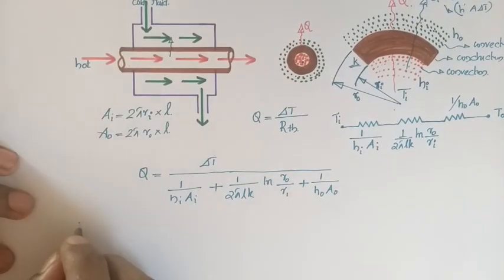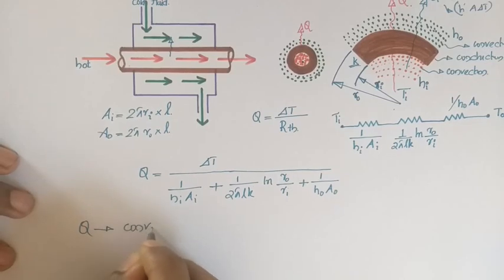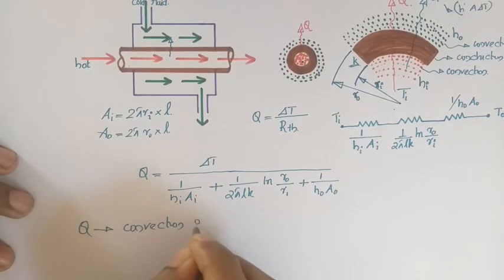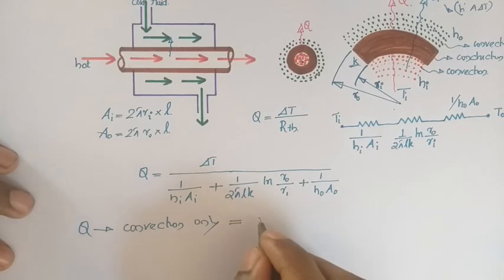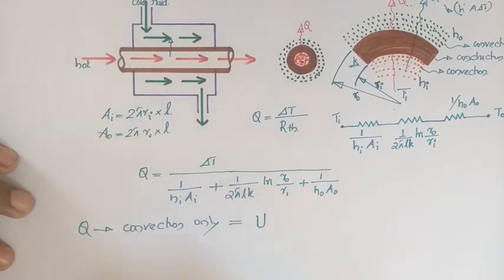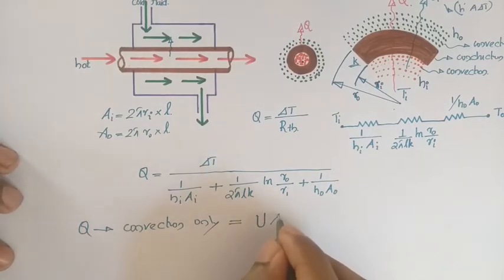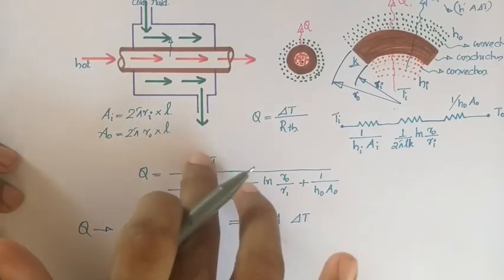So if we represent this Q by convection only, although convection, conduction, and convection are actually happening, but replacing it by a convection phenomenon only, then you can represent this Q as, instead of h, we name it U, which is known as the overall heat transfer coefficient: U A delta T. This delta T and this delta T are the same.